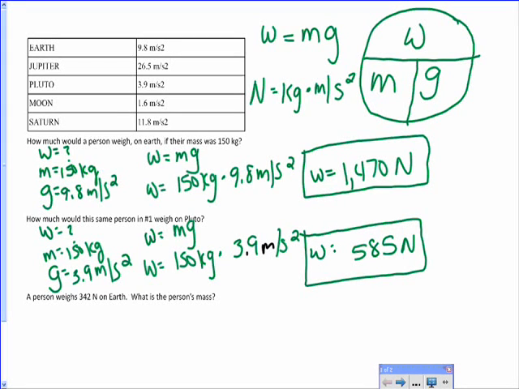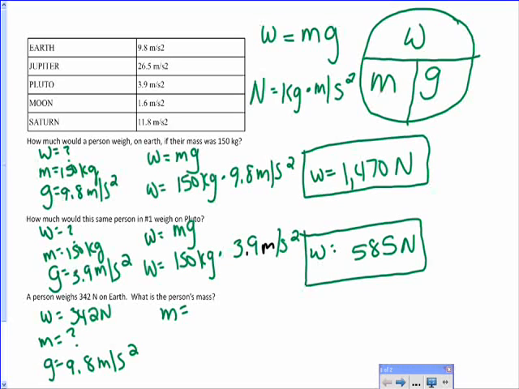All right, now a person weighs 342 newtons on Earth. What is the person's mass? So we say W equals, m equals, g equals. It says the person weighs 342 newtons, and it says on Earth, and if we're on Earth, we know g equals 9.8 meters per second squared. And what is the person's mass? So that would be a question mark. The question mark always starts our formula, so m equals what?